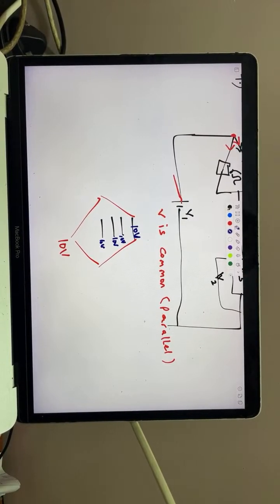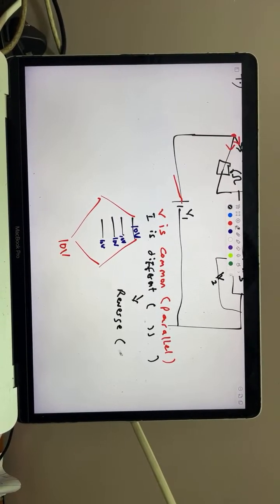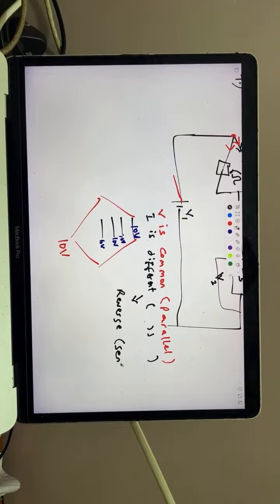So what will be different for them? The current I is different for parallel connection. However, the reverse is the case when you are dealing with series connection. I believe you get the idea. V is different in a series connection while current is common. So I'm going to use that to answer this question now.